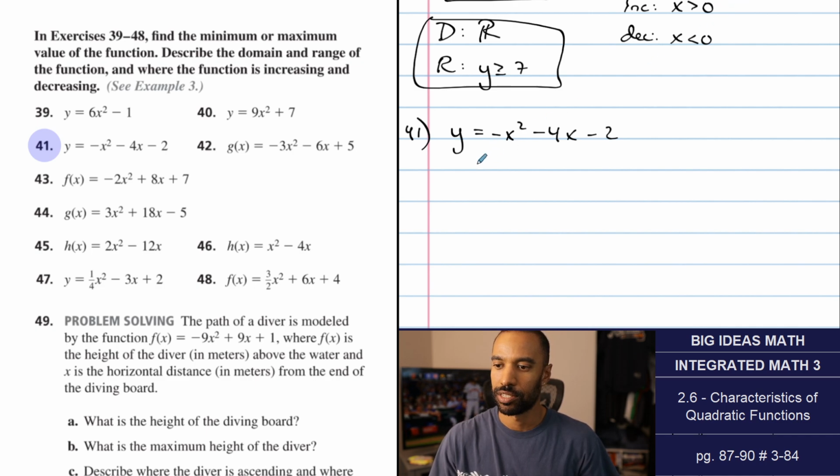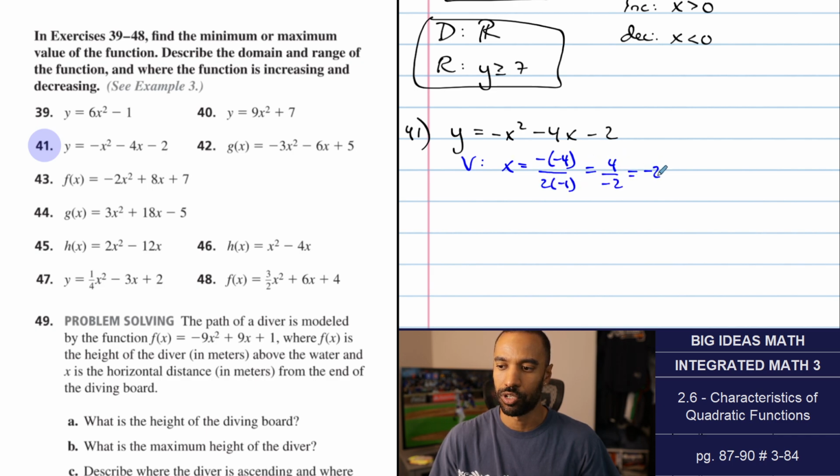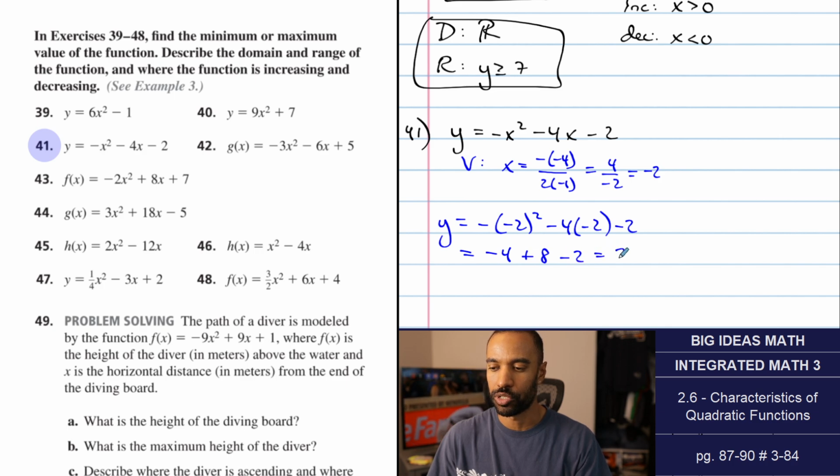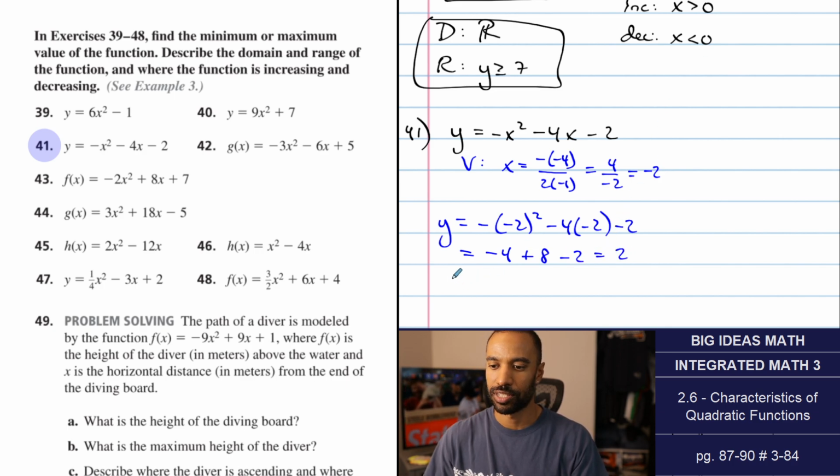So for the vertex, the x value is at negative b over 2a, which is 4 over negative 2, or negative 2. The y value is at opposite of negative 2 squared, minus 4 times negative 2, minus 2. A lot of negatives. Negative 2 squared is 4. Opposite of that is negative 4. Plus 8 is 4. Minus 2 is 2. So your vertex is at negative 2, comma 2.